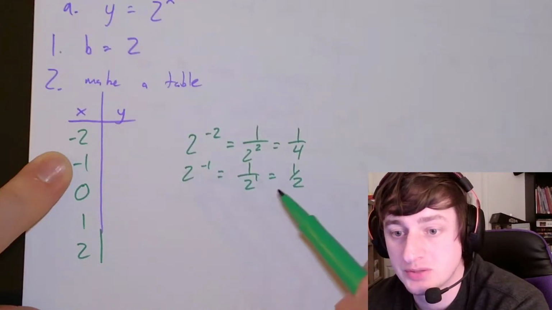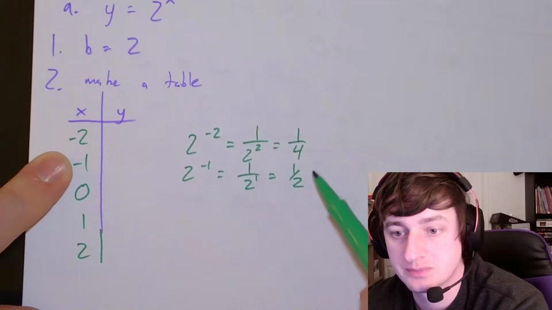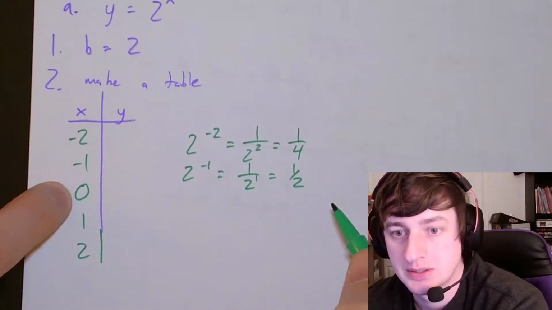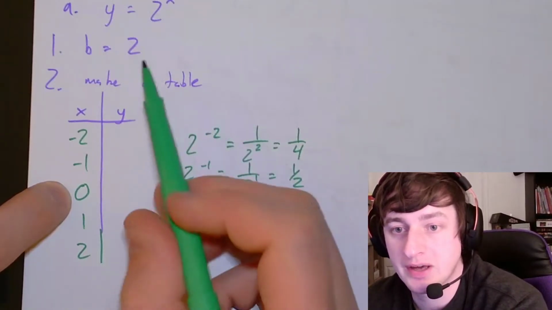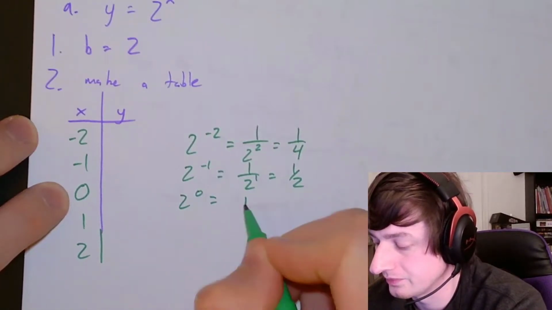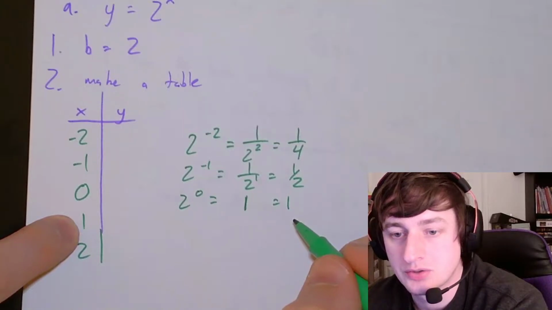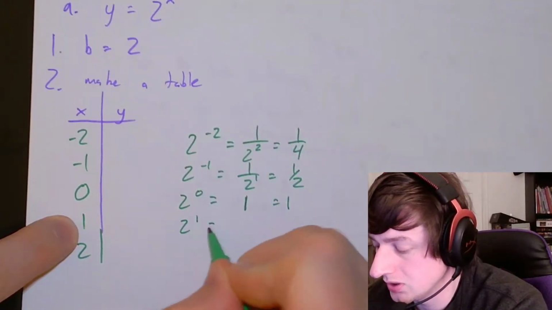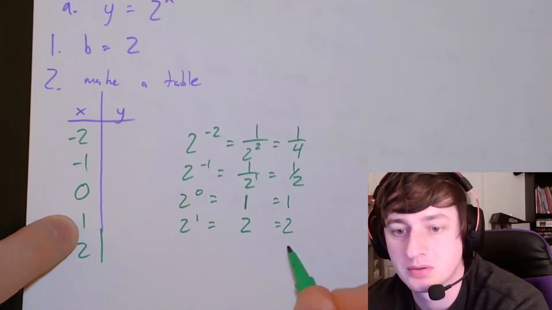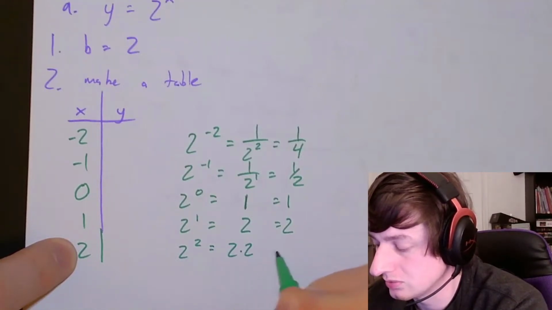So it becomes a fraction, gets rid of the negative and the exponent, and then we evaluate that exponent, so we get half. Anything to the 0 is always going to be 1. There's no a value here, so this just becomes 1. 2 to the 0 is 1. 2 to the 1st is 2. Only writing it twice, so all of our answers line up at the end here. 2 squared is 2 times 2, which is 4.